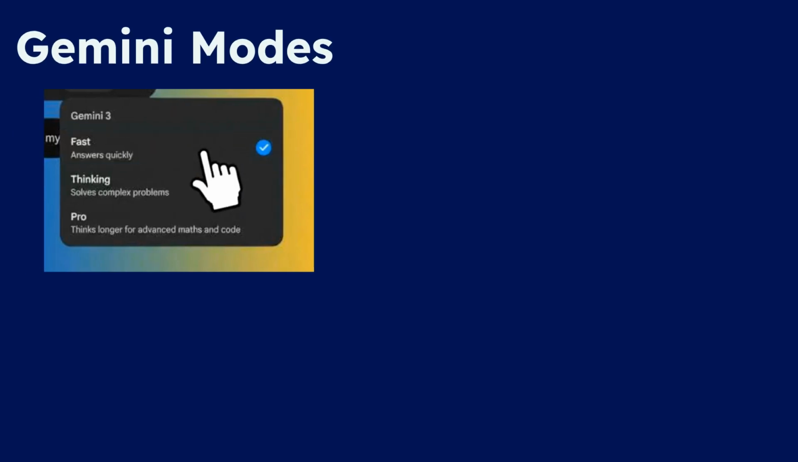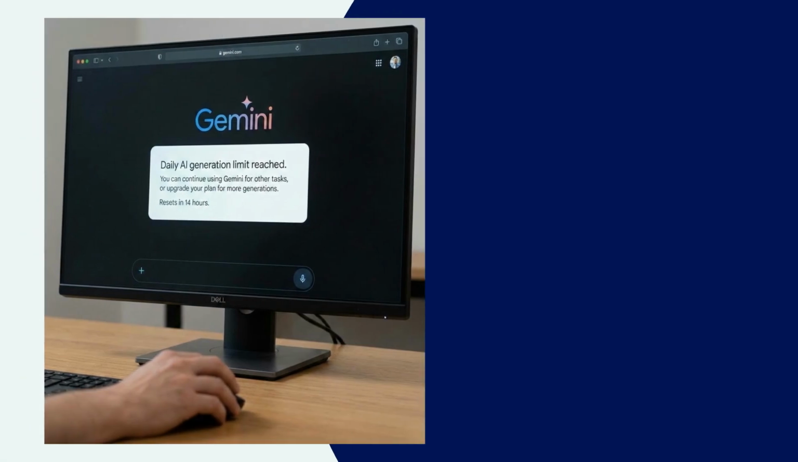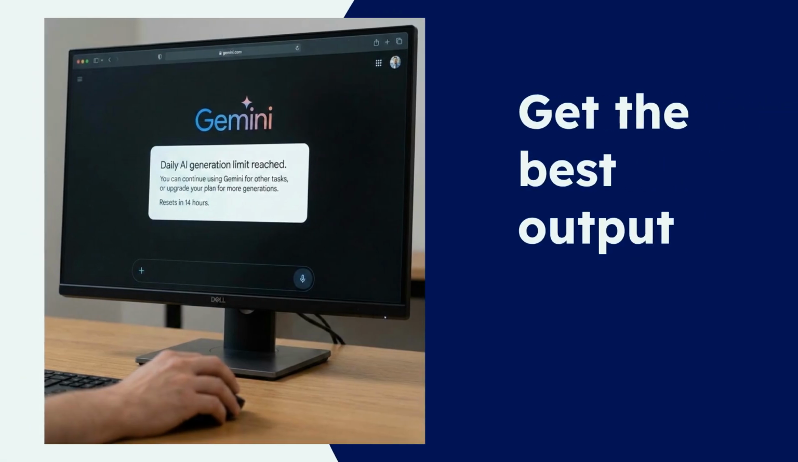You need to match the mode to your instructional task, whether you're writing or creating images with Nano Banana, to ensure you get the best output. Matching the mode ensures you get the best output without hitting your daily limits.